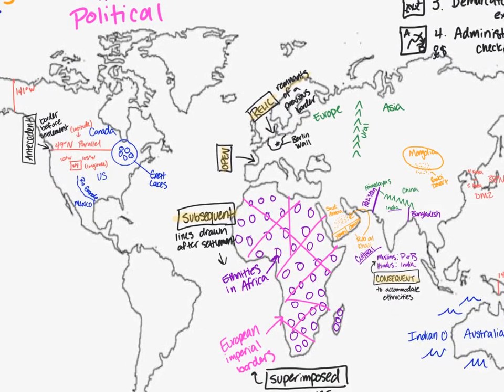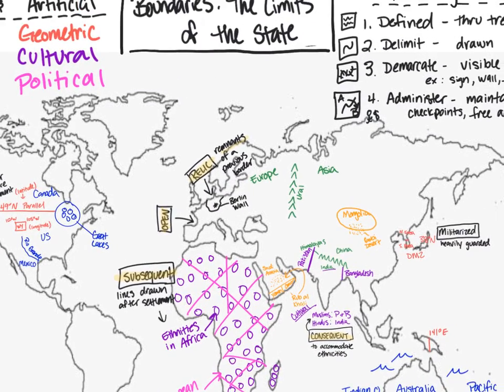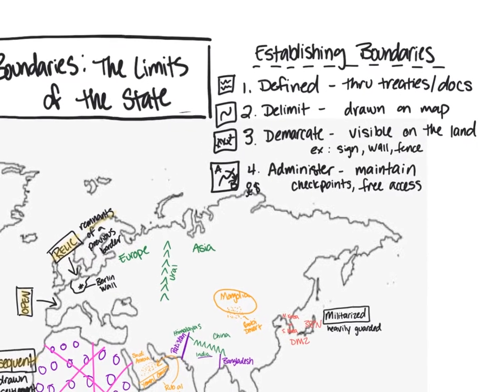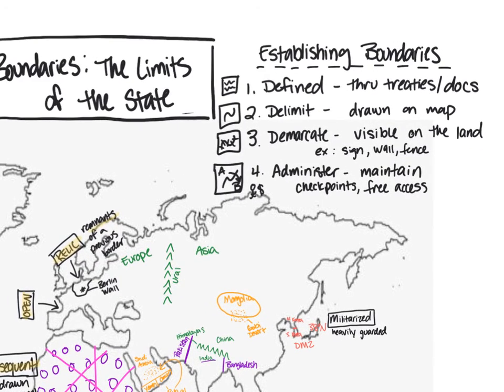So that's all we did on the map the other day. And then we talked about how we establish boundaries. Okay, so after thinking about all of these different borders, there are 4 different ways that you have to establish boundaries. Okay, the first being you have to define the border.